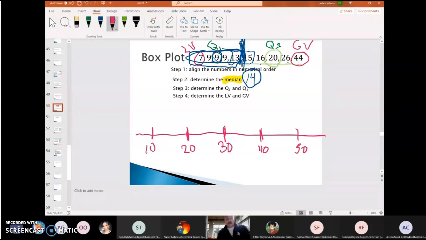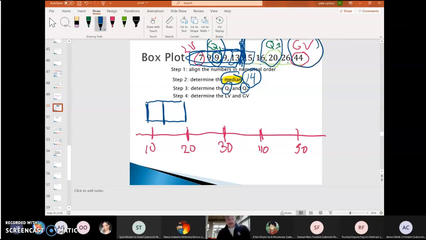So remember step 1 was to align them in order. Look at step 2. We want to determine our median. So that's going to be the center of our box. So at 14, which is about right here, I'm going to make the center of my box. Then I'm going to do my Q1 and my Q3. That's going to be the left and right side of the box. So Q1 is 9, which would be about right here. Q3 is 20, which would be about right here. So that's my box.